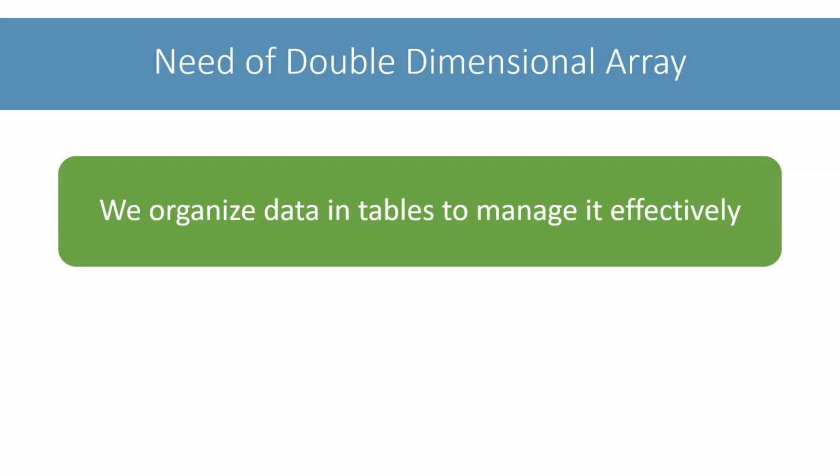The need for double-dimensional arrays arises from our natural instinct to arrange data in a tabular format. Most of the times when we are dealing with data, we organize it as a table. Let's look at a few examples to make this point clear.